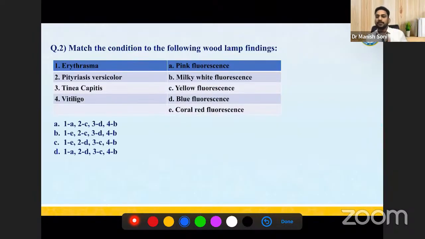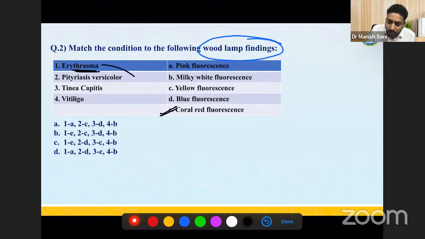Moving on to the next important question. Here I have included a match-the-following type of question. These are the Wood's lamp findings mentioned here. In erythrasma, we use Wood's lamp, and under Wood's lamp, which color of fluorescence does it give?